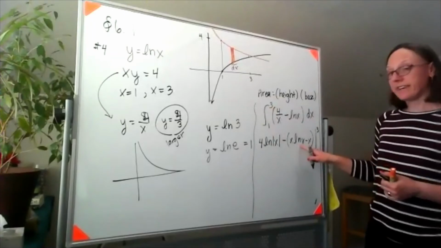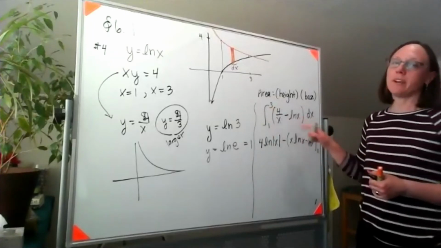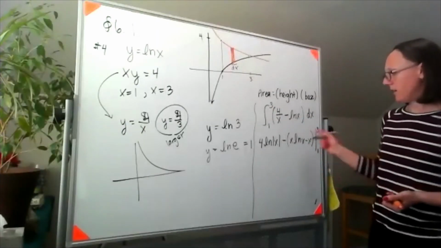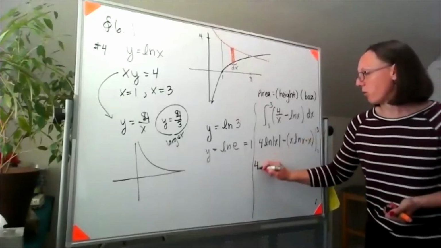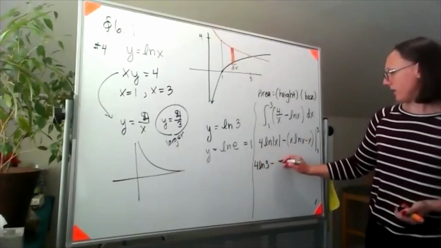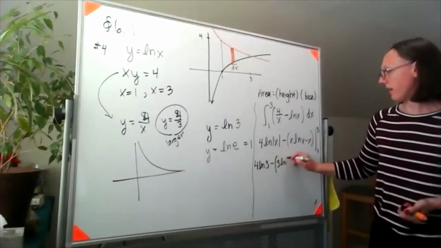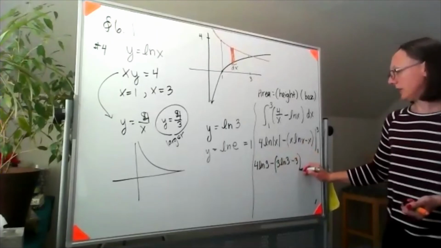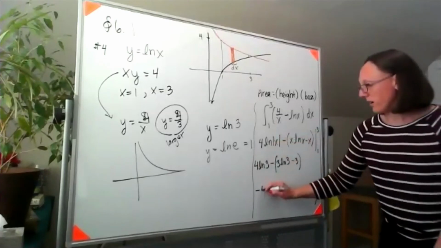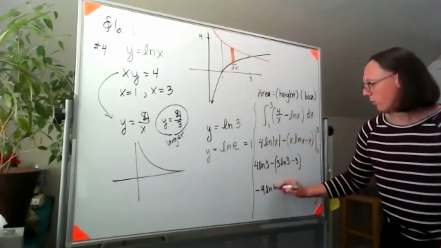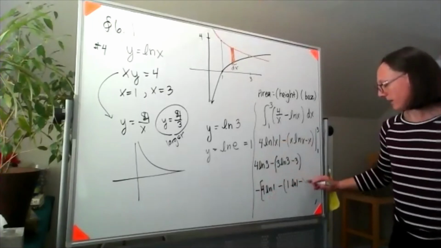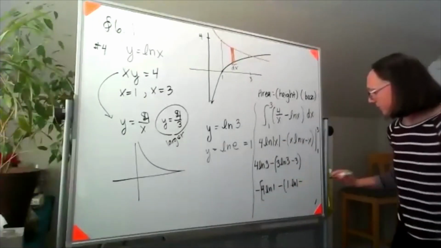If we didn't have this one memorized, then the only way to integrate natural log of x is by using integration by parts. Plugging in a 3, I'd have 4 ln 3 minus 3 ln 3 minus 3, minus, and then I'd be plugging in the 1, so I'd have 4 ln 1 minus 1 ln 1 minus 1.